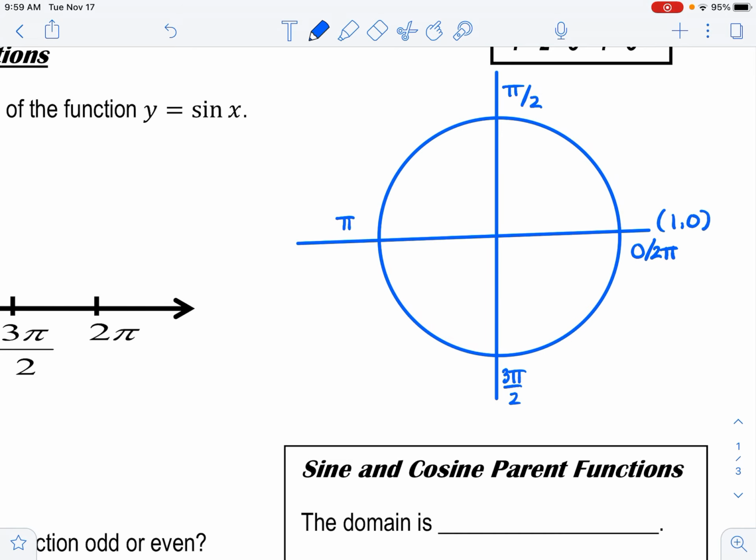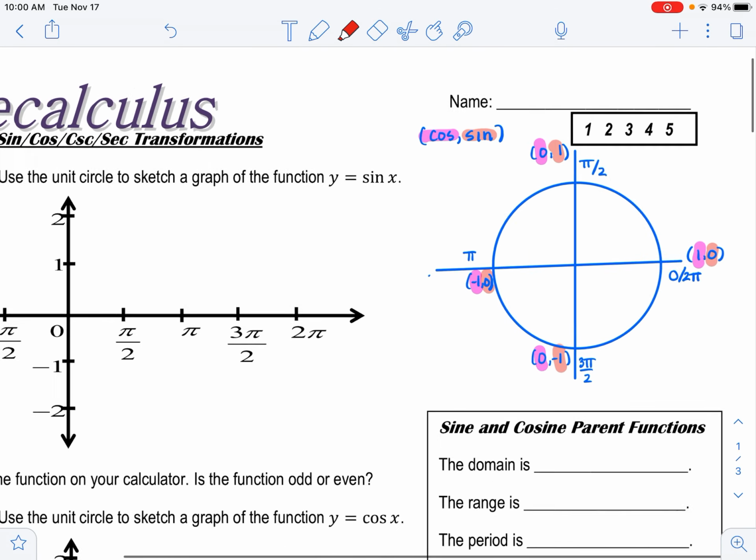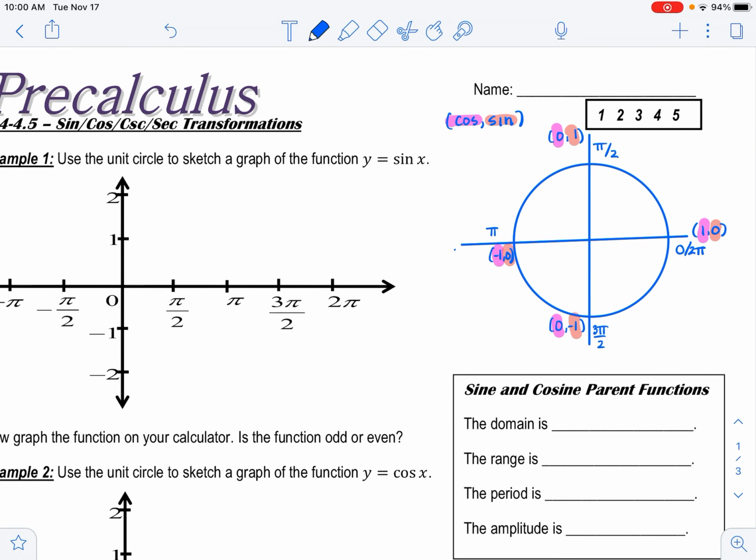Now I'm going to do my ordered pairs. This is over 1 up 0. This is over 0 up 1. This is left 1 up 0. And this is over 0 down 1. Now remember, all my ordered pairs go cosine comma sine. So my cosine values are my x values, and then my sine values are my y values. So these are my sine values here. I'll just use that color coding to help me when I go to graph it.